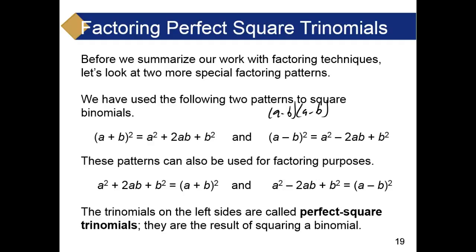Okay? So that'll be (a plus b) squared. If that's a plus sign, it'll be a perfect square here, a perfect square there. This is twice the product of those two with a minus sign. That's going to be a minus in there. Those trinomials on the left are called perfect square trinomials, and on the right, they're a result of squaring a binomial.